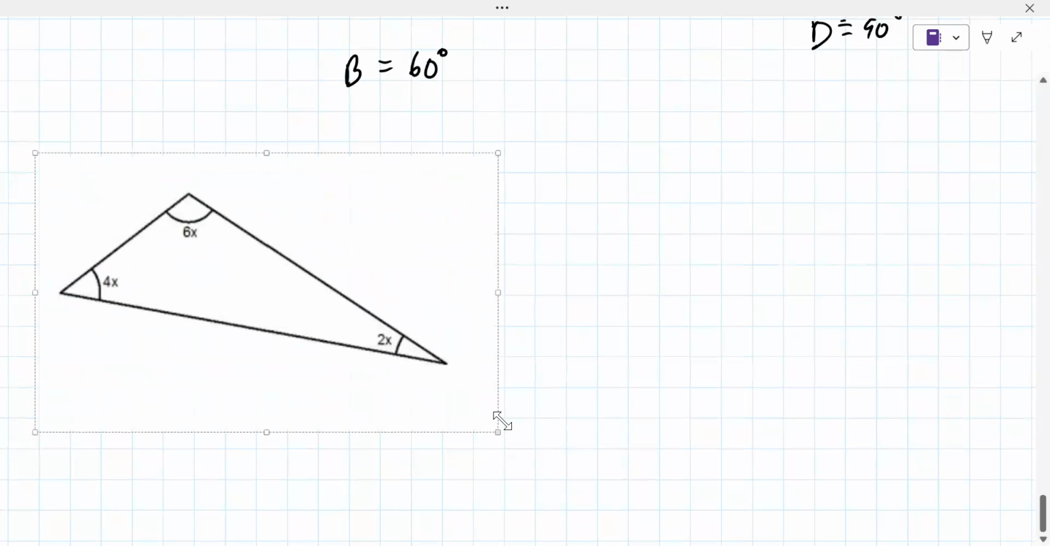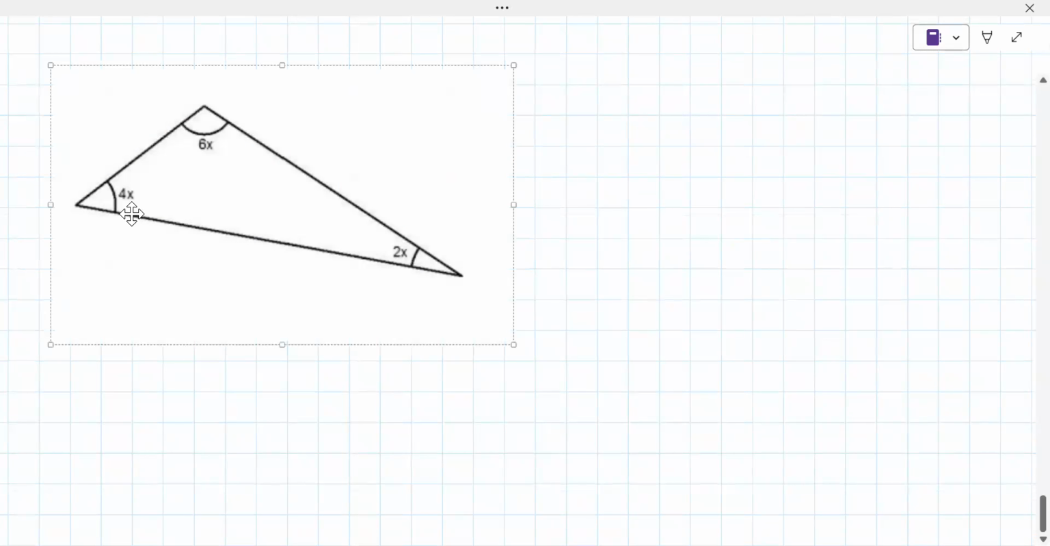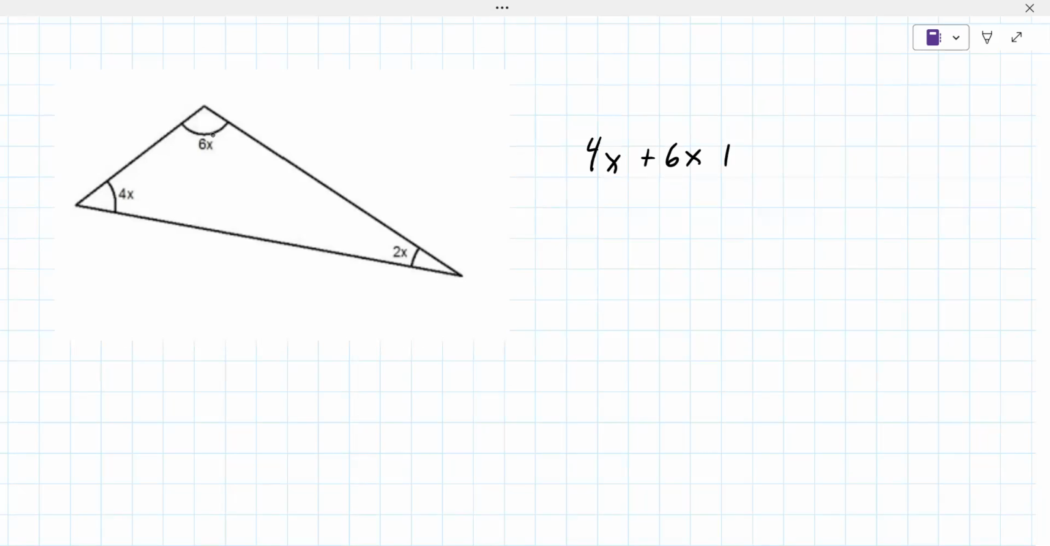All right, so here's a new problem for you to look at. Here are three angles in a triangle, but there are no numerical values this time. Just 4x, 6x, and 2x. So what do the three angles in a triangle add up to? 180. So 4x plus 6x plus 2x equals 180.